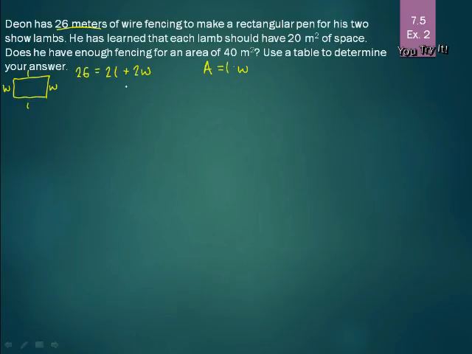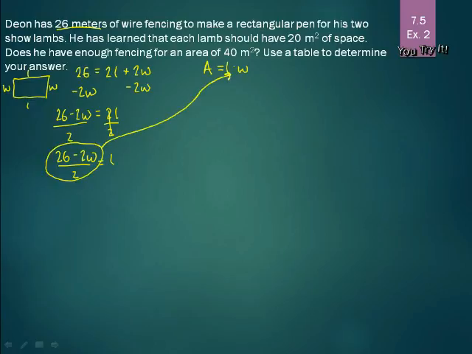Solving for L, we could subtract 2W on each side. So we get 26 minus 2W equals 2L. And then we can divide by 2 on each side. So we get 26 minus 2W divided by 2 equals L. Then we can take this and substitute it right into our area. So it would be 26 minus 2W divided by 2 times W.